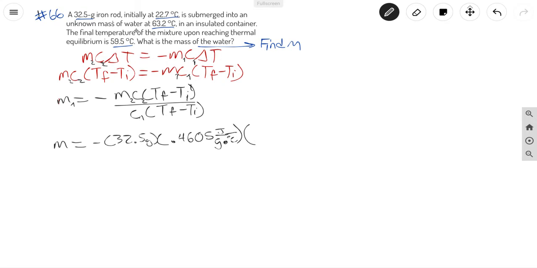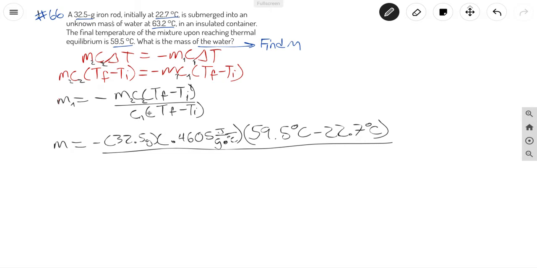And then it's given that our temperature initial is at 22.7 degrees Celsius. However, it's also given that our final temperature is 59.5 degrees Celsius. So by plugging that in, you're going to get 59.5 degrees Celsius minus 22.7 degrees Celsius. And our heat capacity of water is always going to be 4.18.